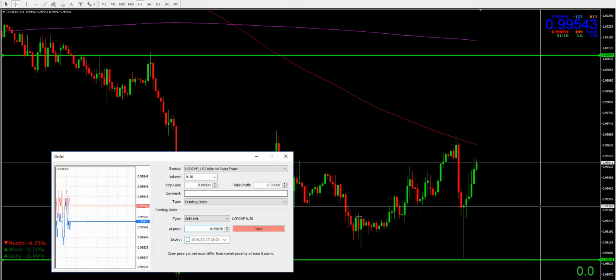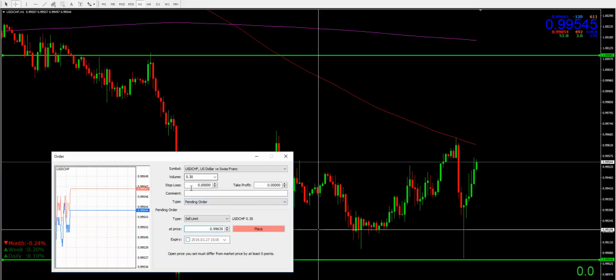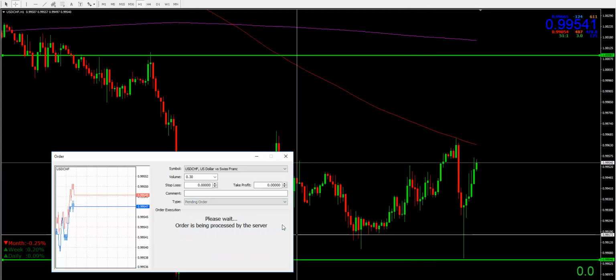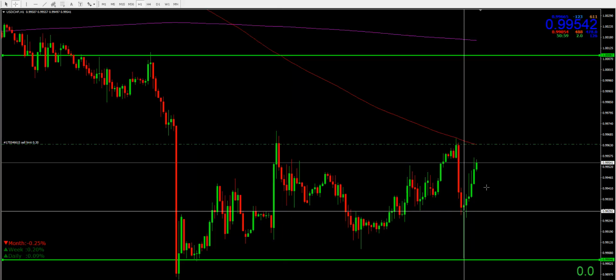So let's do this: 0.99635, using a lot size of 0.3. I'll be looking for take profit 1 and 2 with this one. So let's just carry on. Yep, so we place the order there.